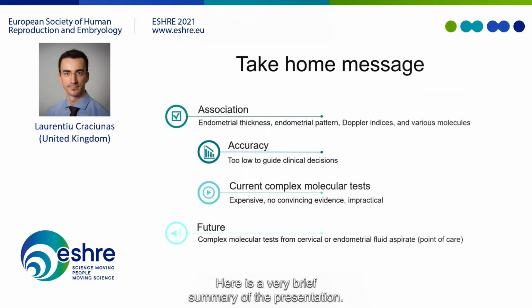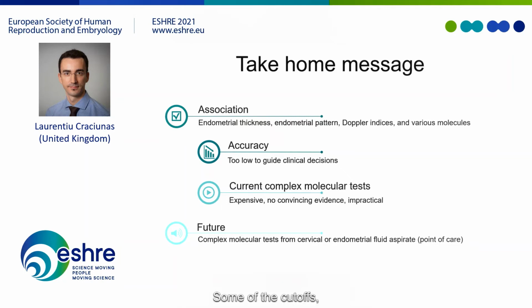Here is a very brief summary of the presentation. There were over 50 markers of endometrial receptivity investigated. Some associations were identified between achieving a clinical pregnancy and endometrial thickness, endometrial pattern, tissue perfusion, and various molecules, which means they may be important for achieving a successful pregnancy. However, when we look at particular cutoffs to guide our clinical decisions in relation to performing an embryo transfer or not, none of the markers were able to accurately discriminate between success and failure.